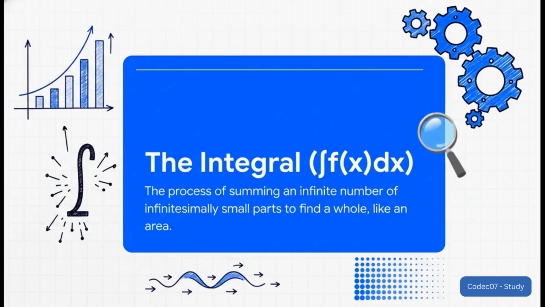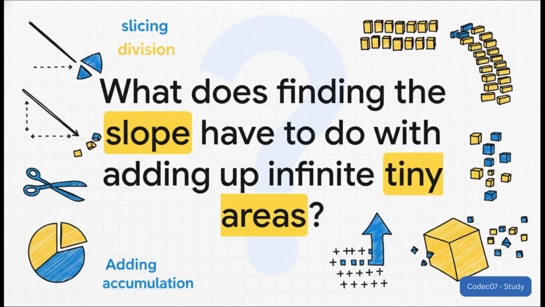And that brings us to the second hero of calculus, the integral. The integral is the mathematical machine that does exactly that. It's the process of summing up an infinite number of infinitesimally small parts to find the total. It gives us the precise area under a curve, and more broadly, it represents the total accumulation of something over time.